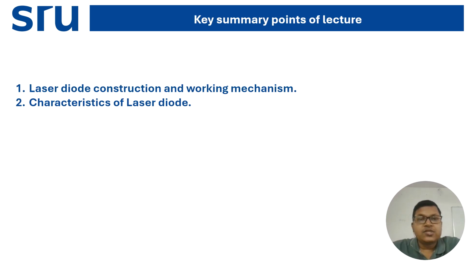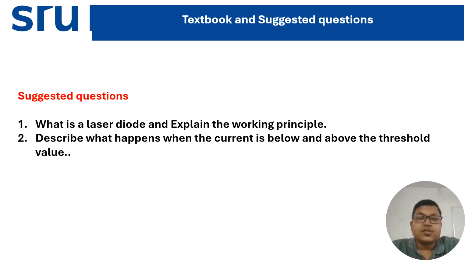So what is the key understanding from this video? We understood the laser diode construction and working, how lasers work, and we saw the characteristics of the laser diode from those curves. So what could the question be from here? The question could be: what is a laser diode, and explain the working principle. Describe what happens when the current is below and above the threshold point. So basically you have to understand the working principle along with the current characteristics.